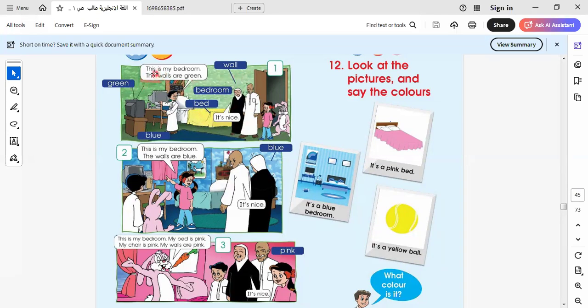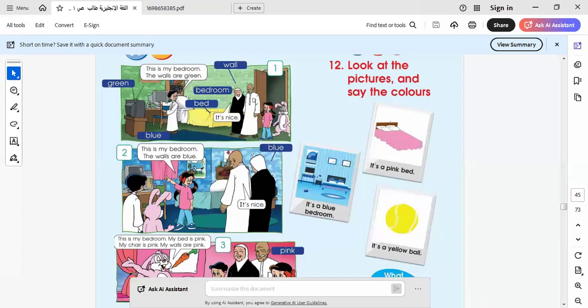This is my bedroom. The walls are green. Here is wall, bedroom, bed. It's nice. It's the covering of the bed. It will be in yellow. Here is blue. Can you tell me the colors in this picture? Yes. Here we have green color, we have blue color, and we have yellow color. There are 3 colors here in this room.